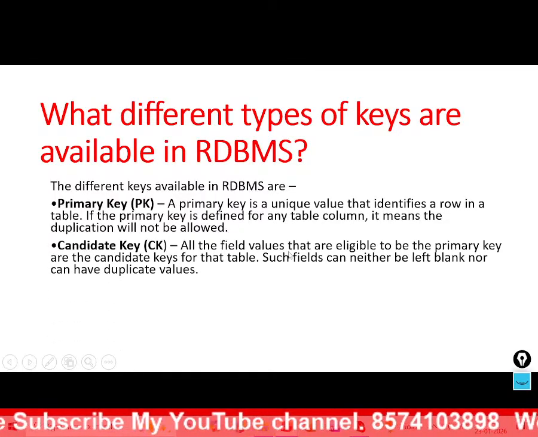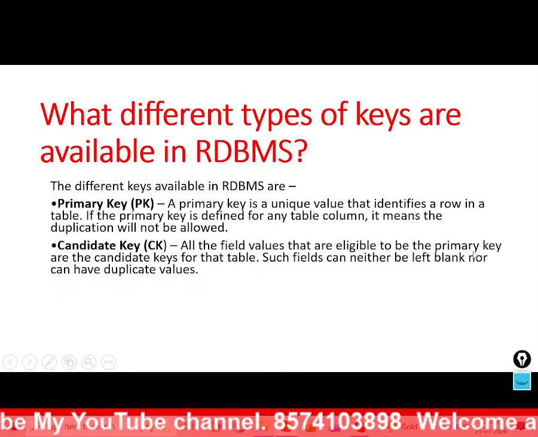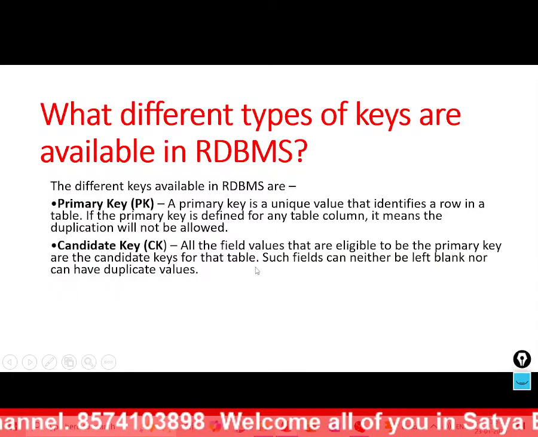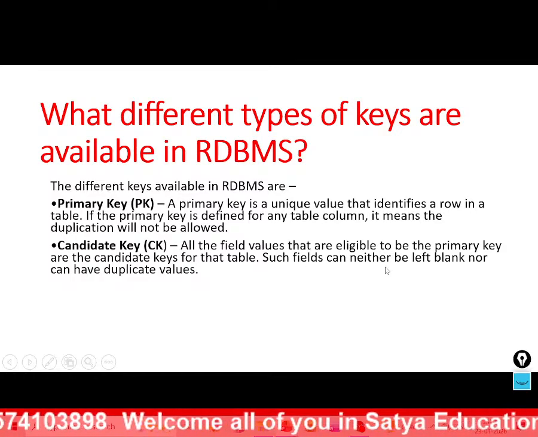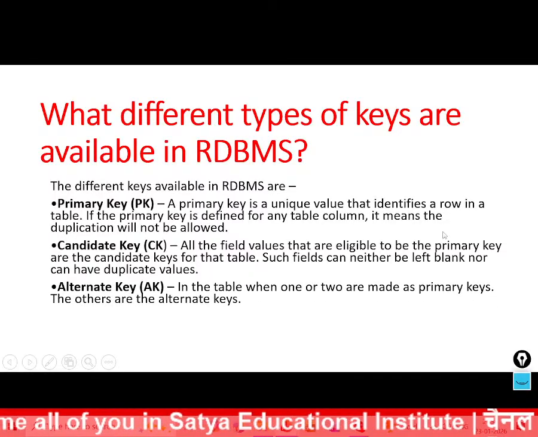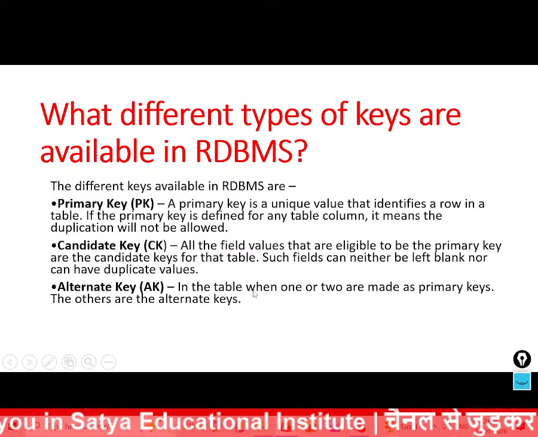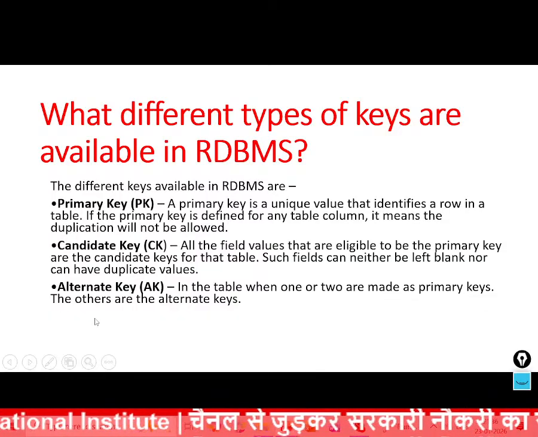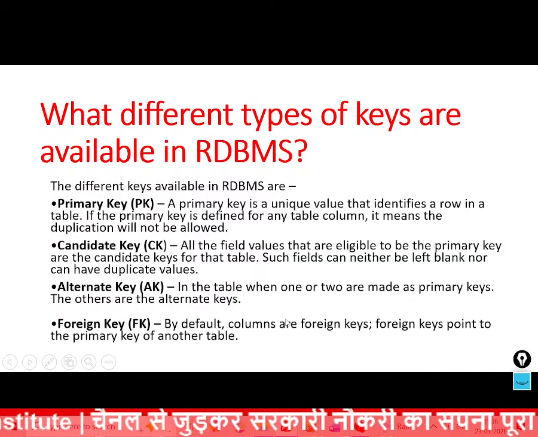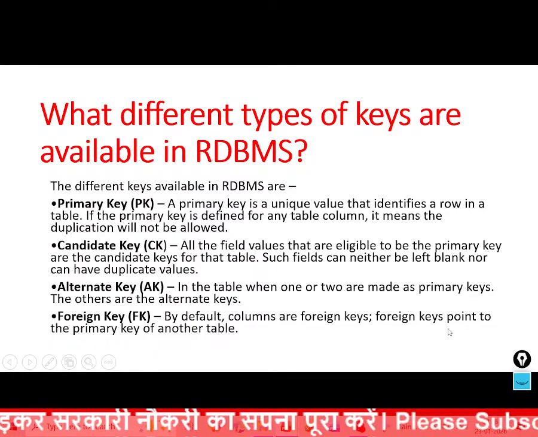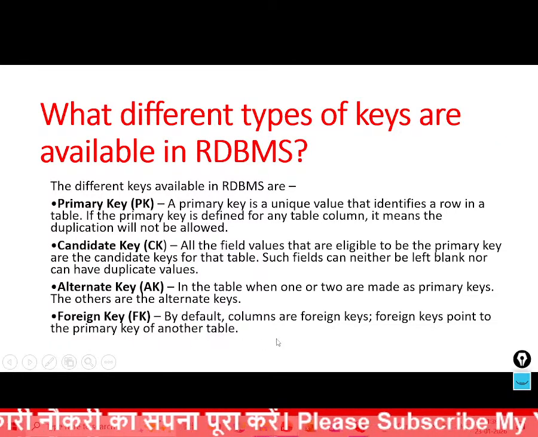Candidate key: all the fields that are eligible to be the primary key are the candidate keys for the table. Such fields can neither be left blank nor have duplicate values. Alternate key: in the table, when one or two are made primary keys, the others are the alternate keys. Foreign key: foreign keys point to the primary key of another table.